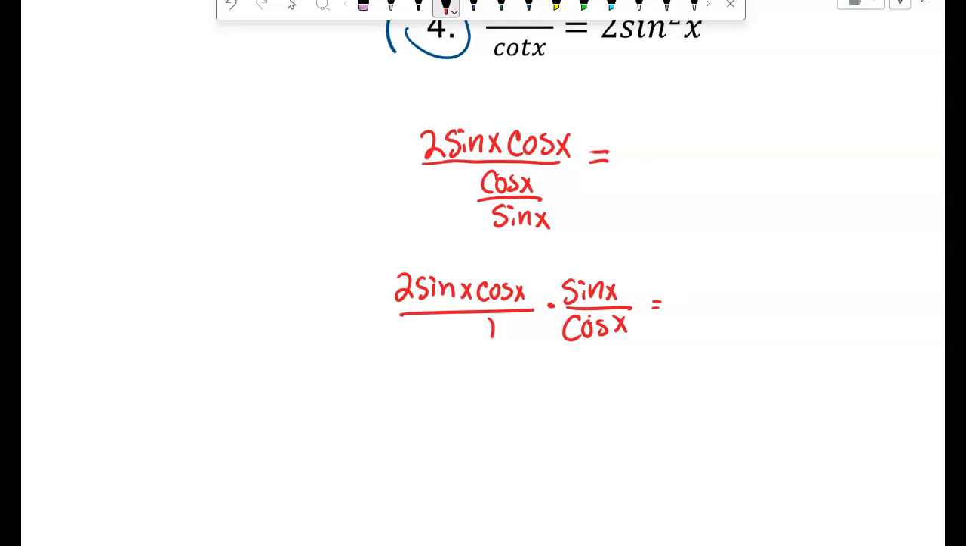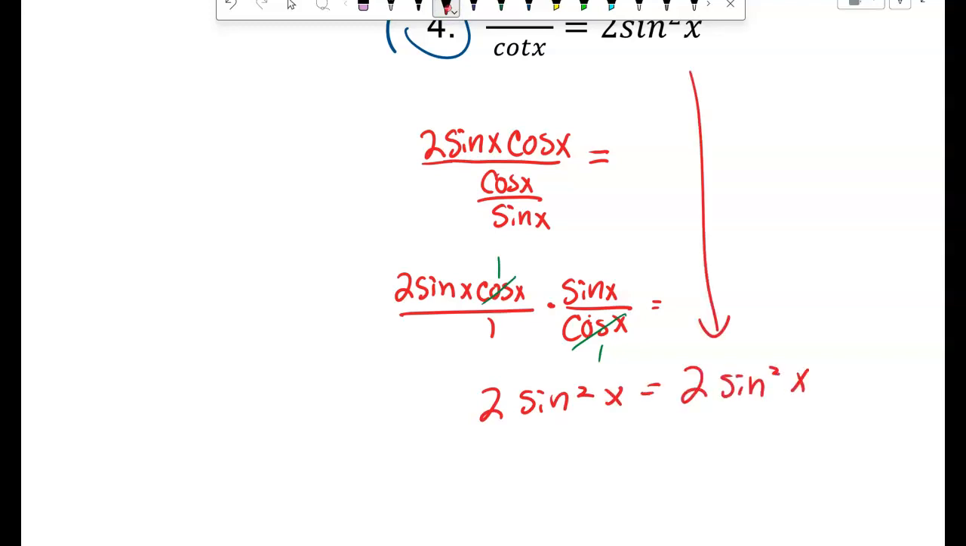Now what's the cool thing that happens? Yeah, this simplifies out. We're getting a 1 here and a 1 there. Can I just multiply it together now? And the answer is what, guys? You're going to multiply? Yeah. Yes. Thank you. 2 sine squared x.